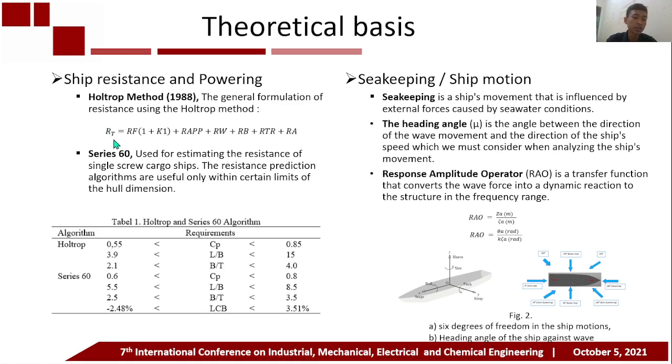RT is total resistance, and RF is frictional resistance. 1 plus K1 is the form factor describing the viscous resistance correlation with RF. RAPP is appendage resistance, RW is wave resistance, RB is bulbous resistance, RTR is transom hull form resistance, and RA is ship model correlation resistance.